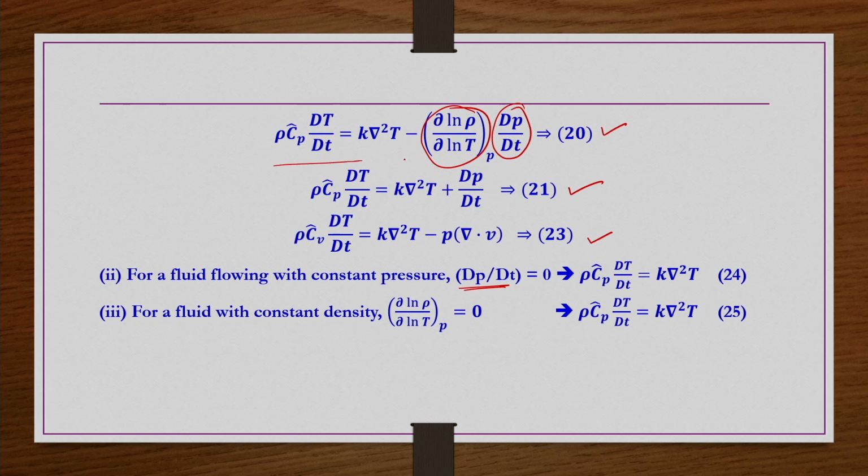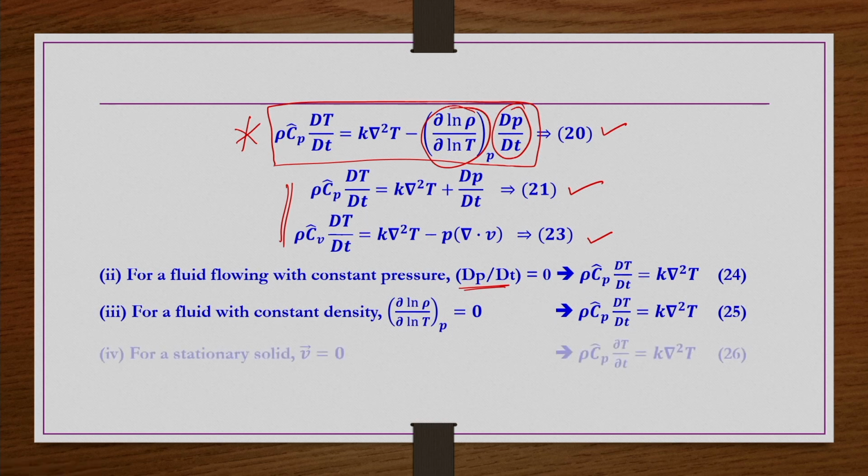Remember, this equation is the general equation. This is not for an ideal gas. These are for an ideal gas, but this is not for an ideal gas. This is general, for any fluid. Now finally, for a stationary solid, that is, the fluid is not moving, the vector v is 0. Then on the left-hand side, rho Cp tilde, in place of the substantial time derivative, you have to write the partial time derivative, because if v is 0, the substantial derivative is nothing but the partial derivative. So, these are the equations.